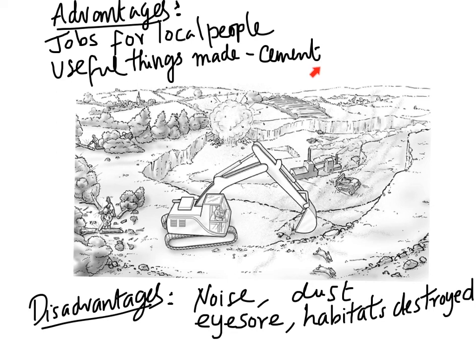Useful things are made, as you have already seen. A lot of useful things can be made by quarrying limestone. You get cement, and you can now even make buildings straight away with limestone blocks.